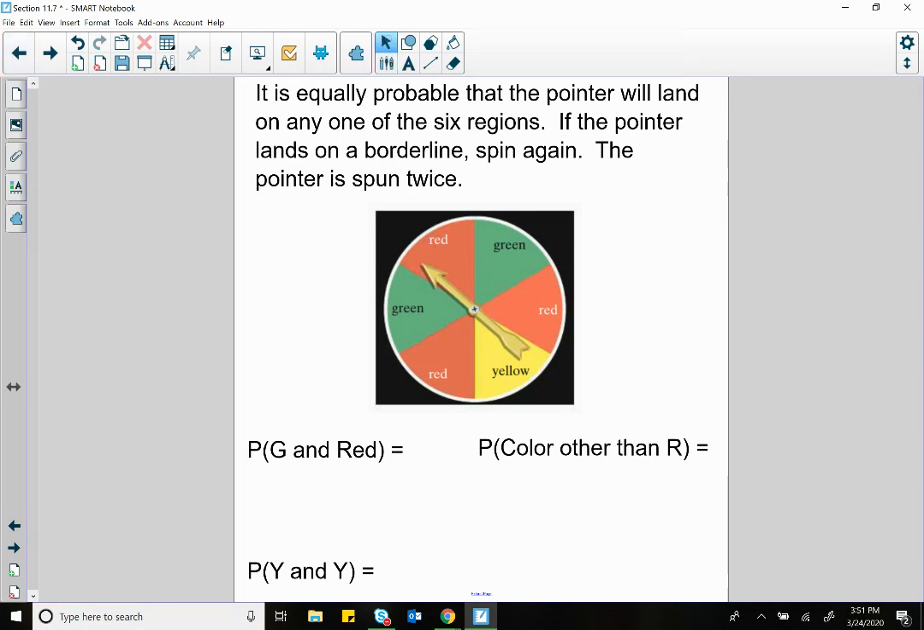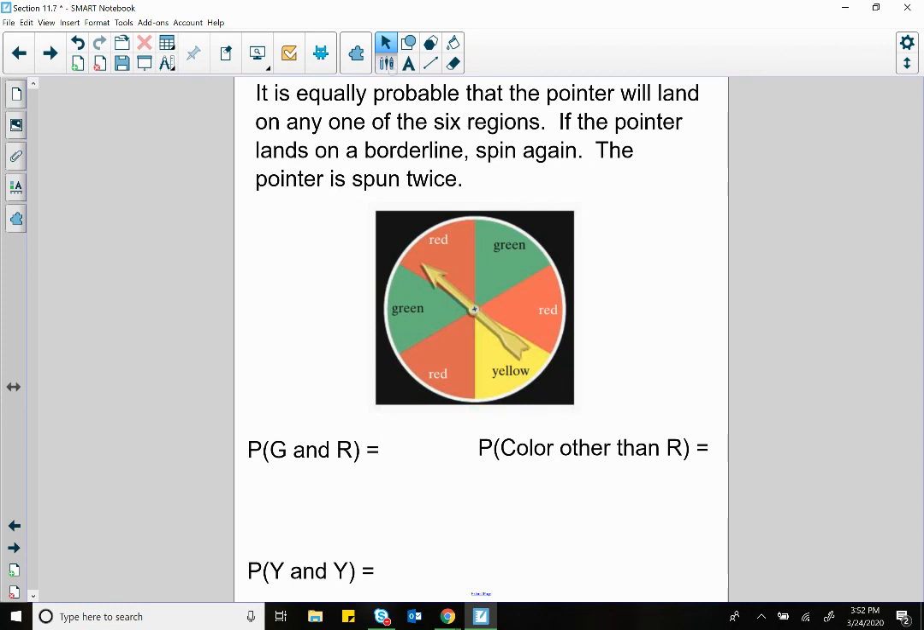So down below, I don't know why I typed out red. Fix that real quick. So down below, we want the probability of spinning a green and then a red. And then we want the probability over here that we spin any color other than red, and then we spin another color other than red. And then the last probability we're going to find is spinning a yellow, then spinning a yellow.